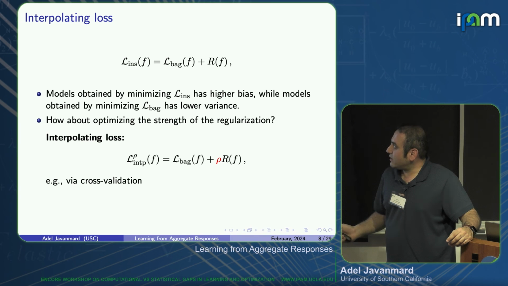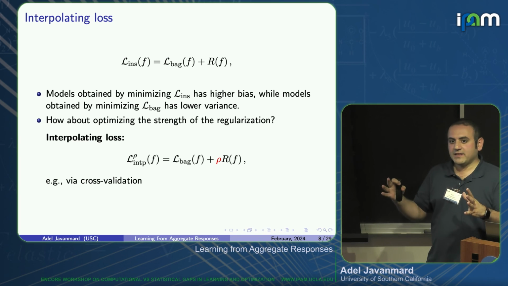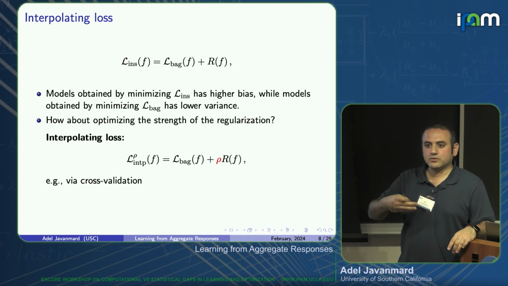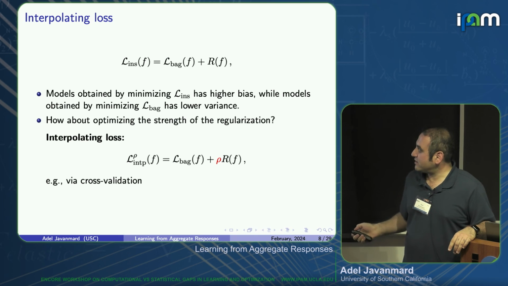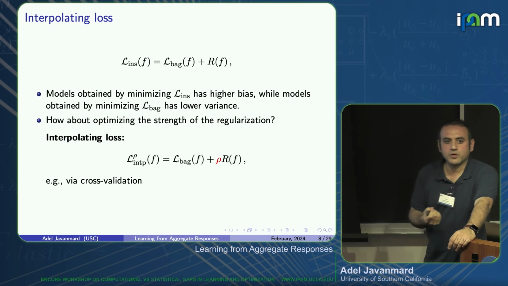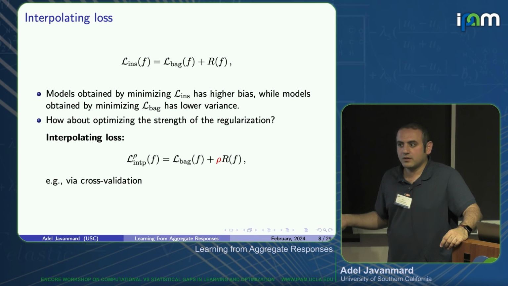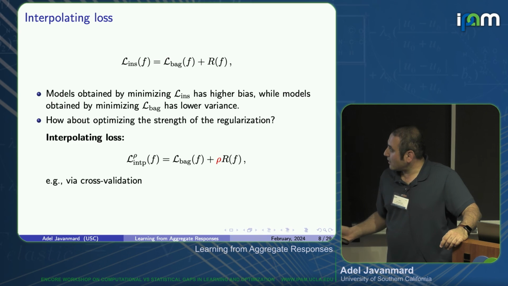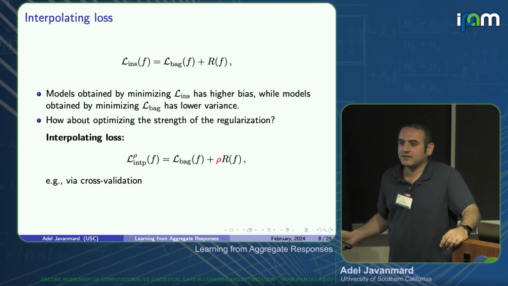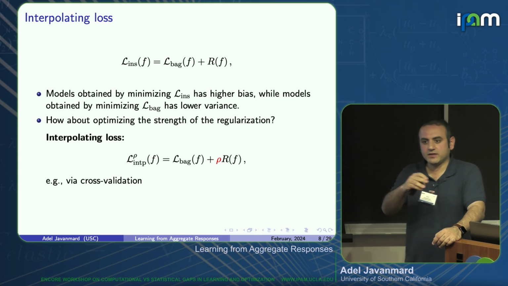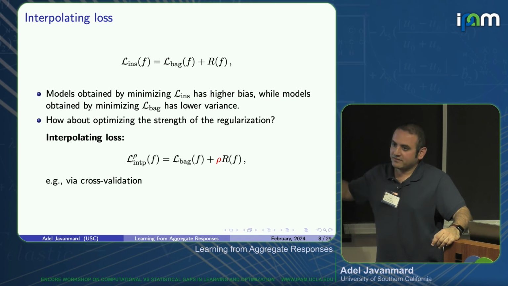And the second one is that once we have the form of this regularization from the quadratic loss, how about keeping that form and then trying to play with the magnitude or the effect size of this regularization? So instead of having just R of f, I want to put some coefficient rho. And then you can try to tune this rho, let's say, by cross-validation. Or if you have some theory, it tells you what would be the optimal rho. Okay? So we call this one interpolating loss because if rho is 0, you have the bag level. If rho is 1, you have the instance level. And then you have a continuous transition from the bag level to the instance level.